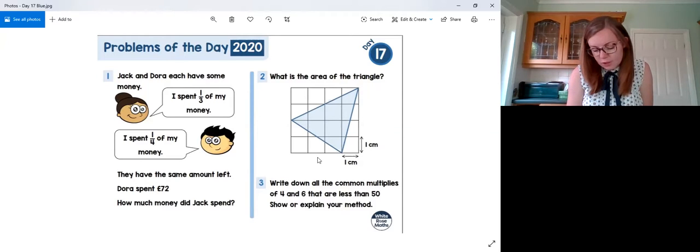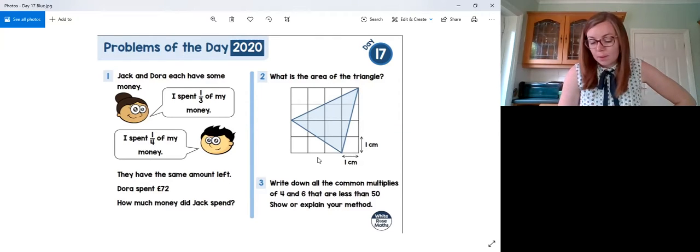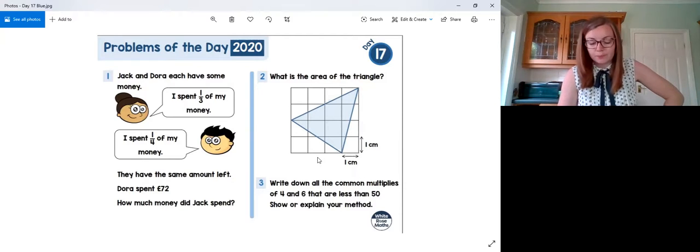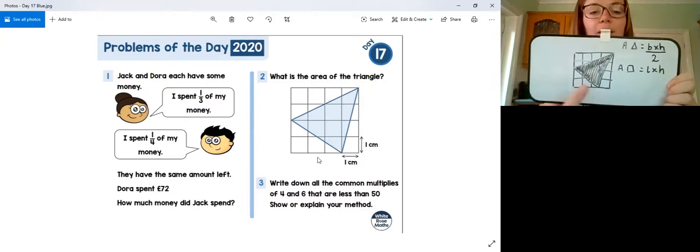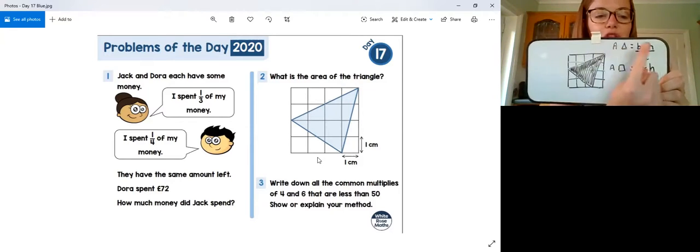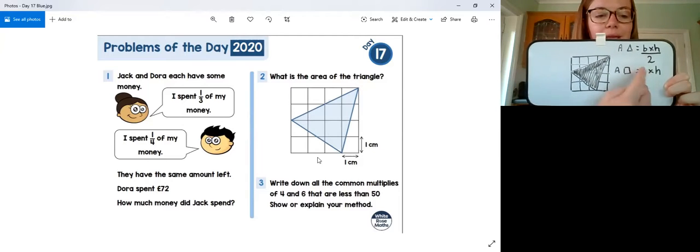Okay, so what I'm going to do here is use some colours to help us, because we know that the area of a triangle equals base times height divided by 2. And we know that the area of a square equals length times height. So I'm going to put those two onto my whiteboard. So we now have the matching picture and we have the 2 formulas that we need.